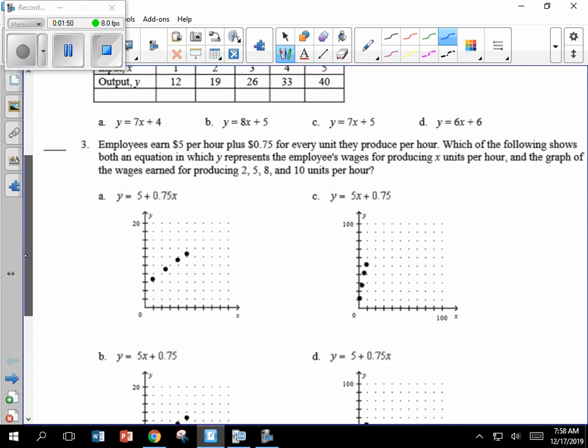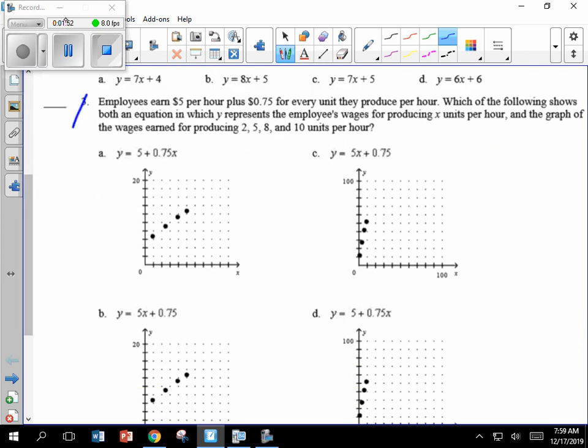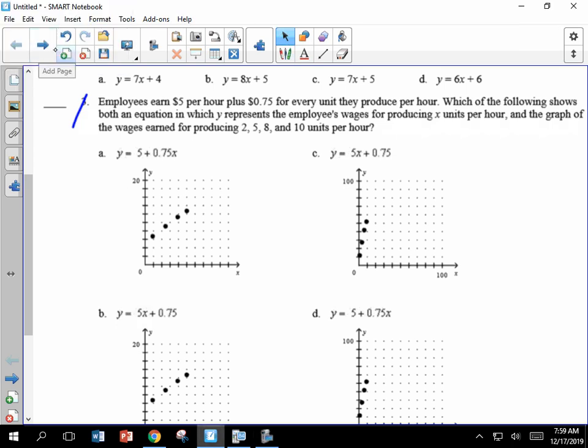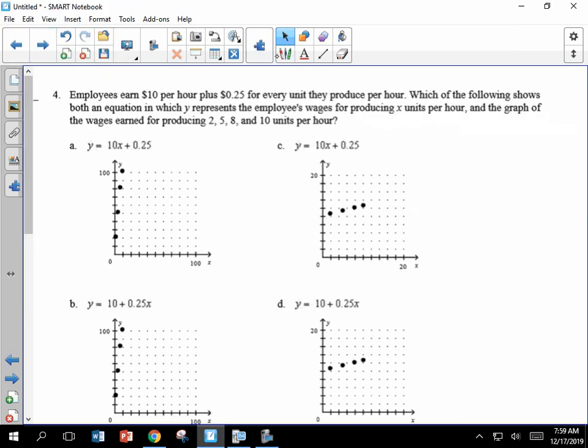All right, do not do 3. Do not do 3 or 4. They won't be on the final.